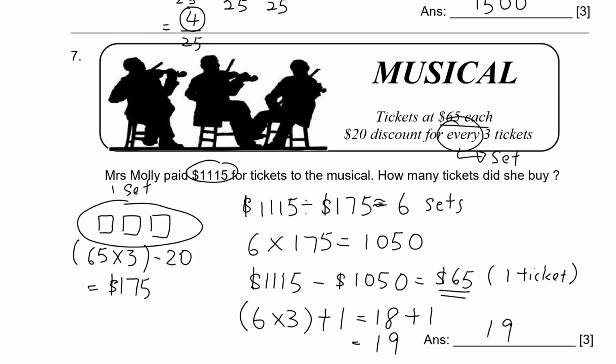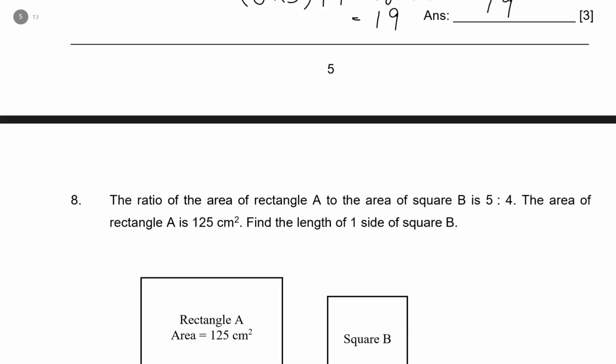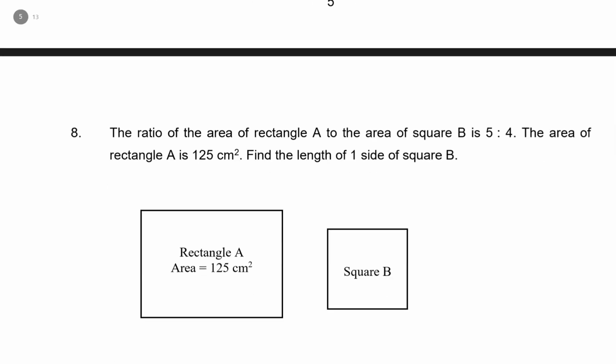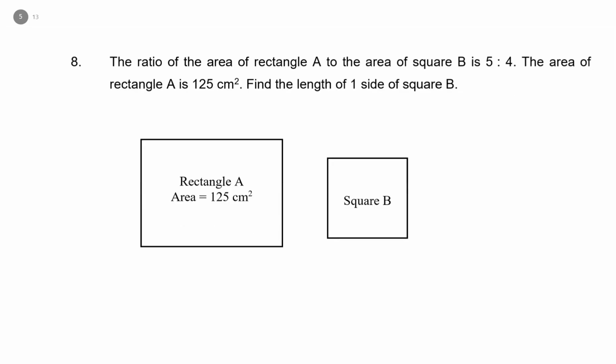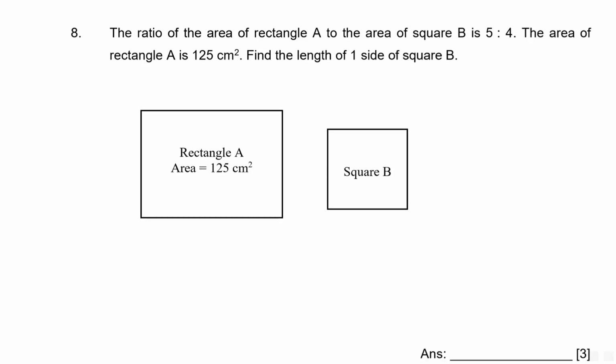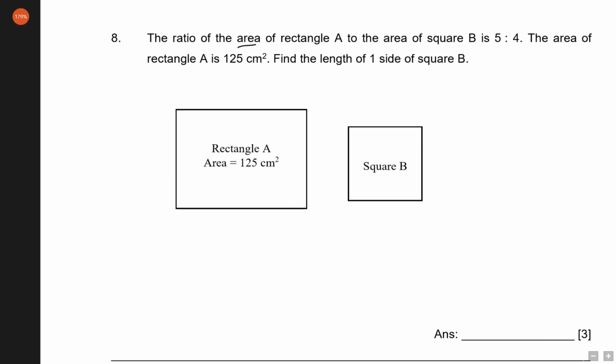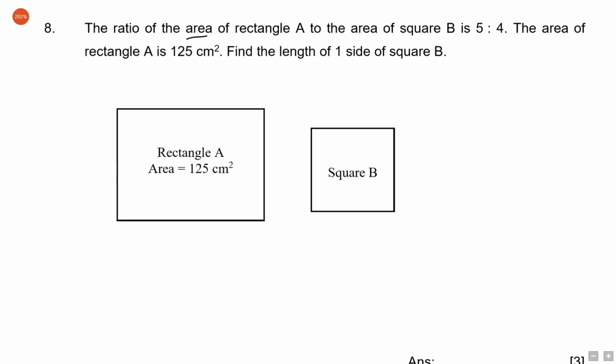Let's go on to question 8. Now remember, if you are stuck at the concept, you may pause and rewind and try to figure out what I was talking about in question 7. Let's go to question 8. We have a ratio applied to an area. So you have got an area here, 5:4. 5 units for here, 4 units for here.